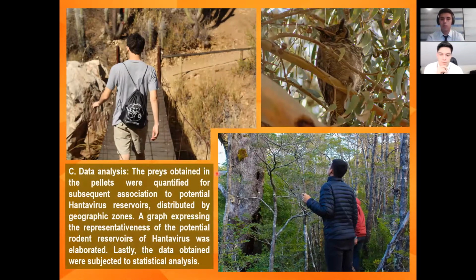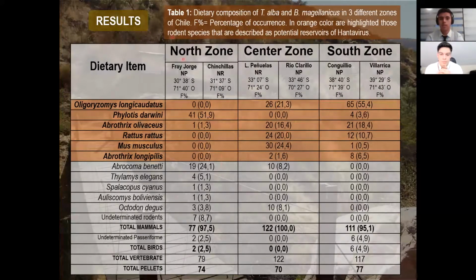Finally, the rodents obtained were quantified and associated to potential hantavirus reservoirs. We elaborated graphs and tables in order to subject the data to a statistical analysis. Here, you can see our very first results of the rodents found in the pellets distributed by geographical area. In orange color are highlighted those species that are described as vectors of hantavirus.